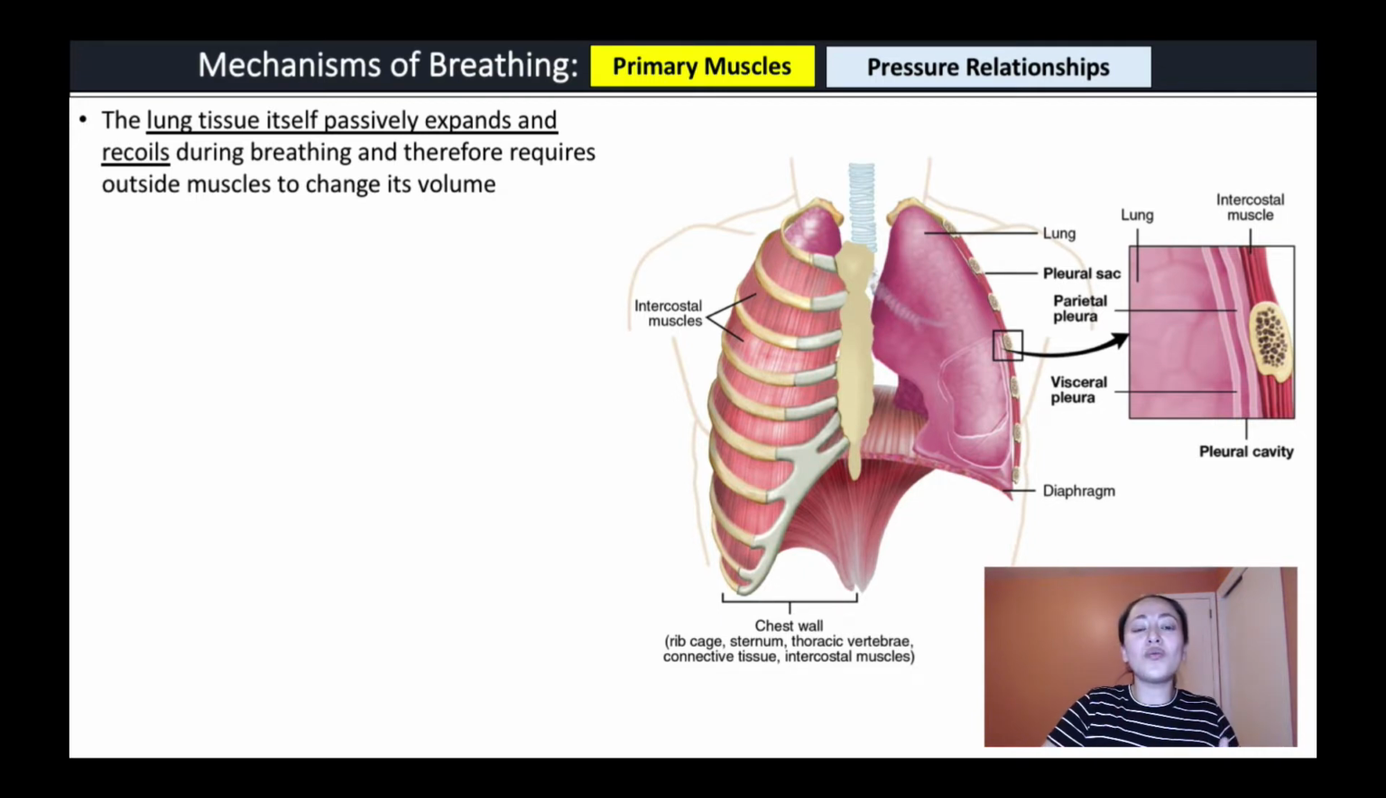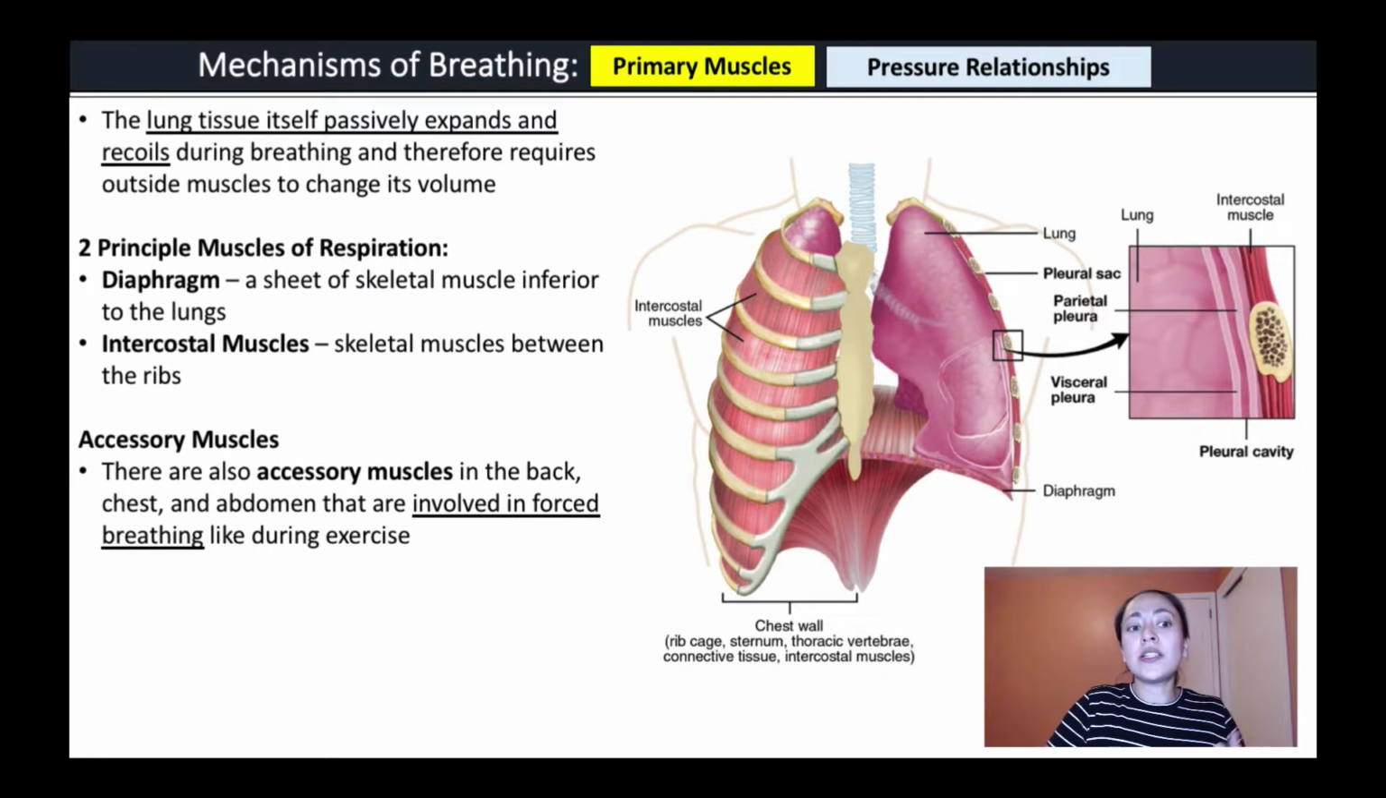It all has to do with these primary muscles outside of the lungs that help to change the volume in your thoracic cavity. The two principal muscles of respiration, again, are your diaphragm, which is a sheet of skeletal muscle inferior to the lungs, and the intercostal muscles, which are skeletal muscles between the ribs. The diaphragm and the intercostal muscles are the only muscles involved when you're just doing quiet breathing, just breathing in and out, relaxed.